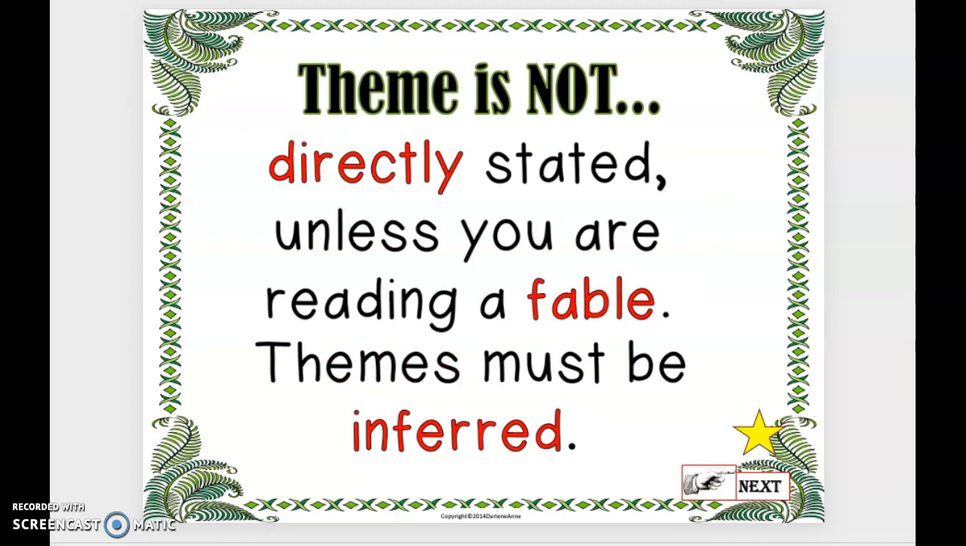A theme is not just directly stated. The author doesn't just say at the end of the book what he or she wanted you to learn from the novel or from the story. So what we need to do is infer, or make an inference, based on the details in the book. Unless you're reading a fable. Now, a fable will tell you what you should learn by the end of the book. They call it the moral or the message. And this is not the theme. This is different.